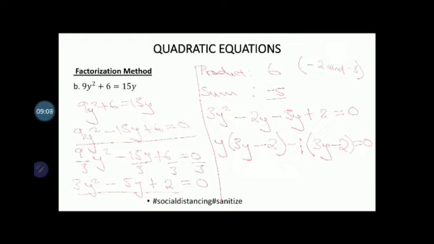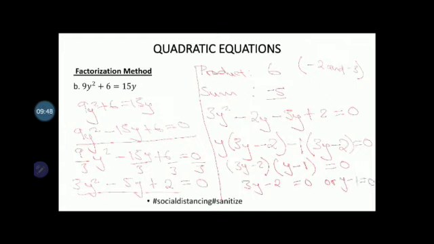Again, we write what's in the brackets once. We're going to have 3y minus 2. Then we write what's outside the brackets as it is in one bracket. So we have the y and the minus 1. So y minus 1 in one bracket, this is equal to 0. And if we use our product rule, we're going to have that 3y minus 2 is equal to 0, or y minus 1 is equal to 0.